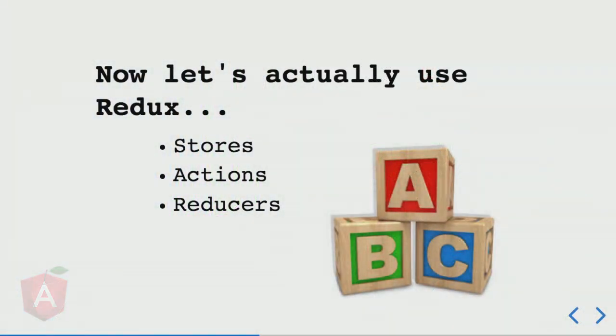Now, let's actually get into what Redux is built of. So the three main components of Redux are stores, actions, and reducers. An action is really just a JavaScript object that has a type and a payload. Those actions get dispatched to reducers. The reducers then decide what to do with those actions. And those reducers are made up of pure functions, like I mentioned before.